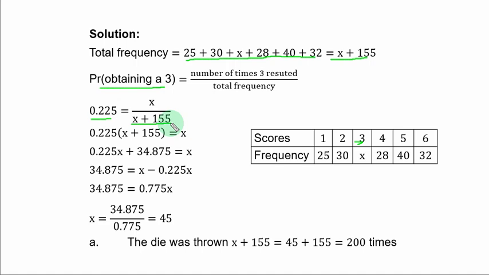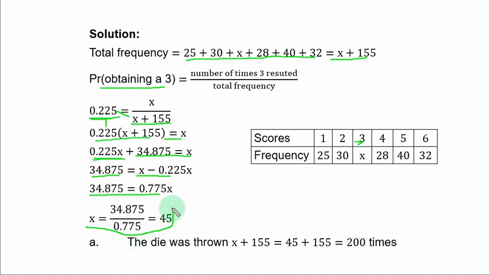You need to clear the fractions or cross multiply if you write this all over 1. So you have this times this in this form equal to S times 1. That is S. You open this bracket where you have 0.225S plus 34.875 equal to S. So let's collect like terms. You leave this term here and you transfer this term where you have S minus 0.225S. If you subtract, you have 34.875 equal to 0.775S. To get S, divide both sides by 0.775 and S is equal to 45.